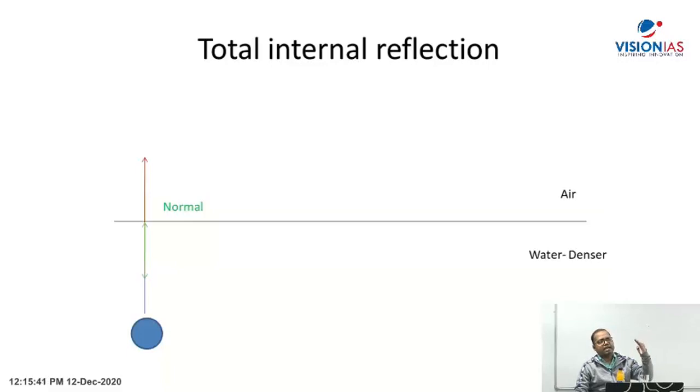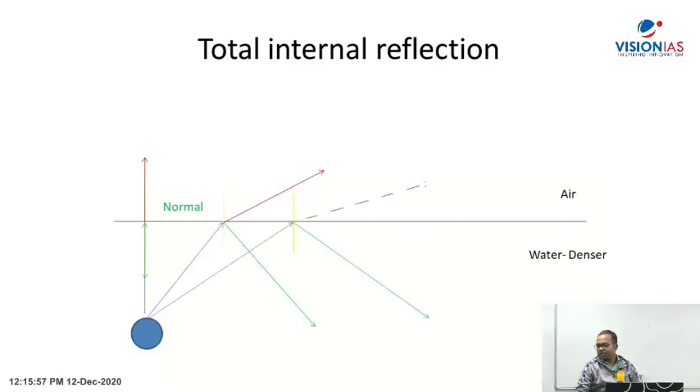I am slightly slanting the incident light. Again, normal, reflection, refraction. The red one will be refraction because it is changing the medium. The most simple explanation we were having. Again, reflection, refraction. Again, reflection, refraction.